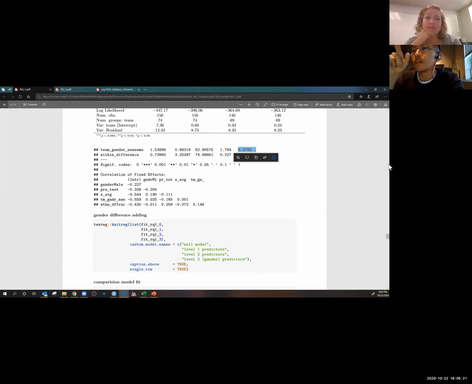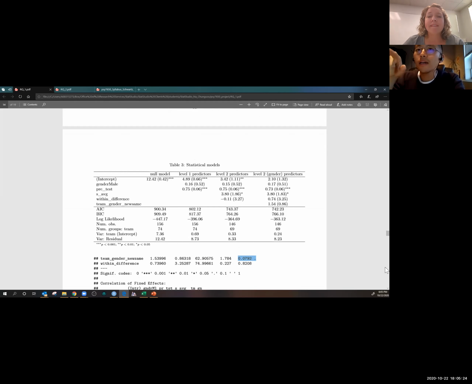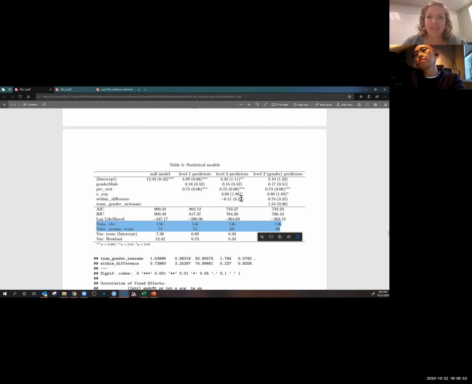I have a quick question. In this table, I was wondering why the degrees of freedom, like the number of groups and teams, in the null model, at level 1, there is a 74. Oh, the sample size? Yes. There must be at least, there's got to be 5 teams that are missing this within difference score. Oh, so how can I handle this issue?